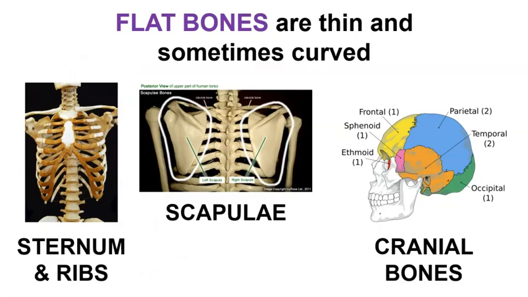Next we have the flat bones, and flat bones are thin bones that can sometimes be curved or have a curvature to them. The sternum and the ribs are examples of flat bones. The scapulae, which are the bones that compose the shoulder blades, are also classified as flat bones. And many of the cranial bones that surround and protect the brain, like the frontal bone, the parietal bone, and the temporal bone, are classified as flat bones as well.